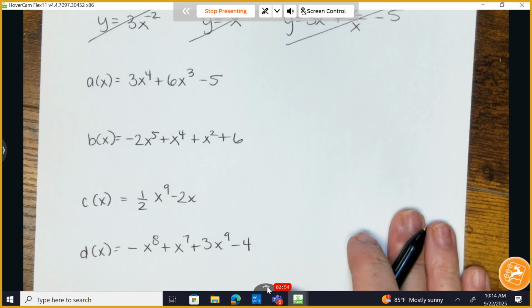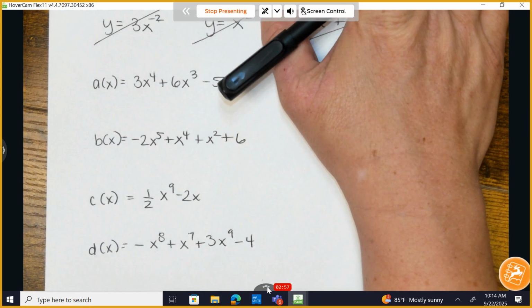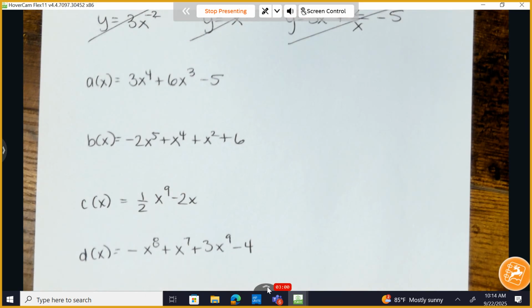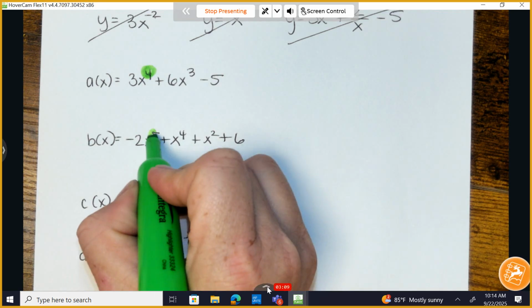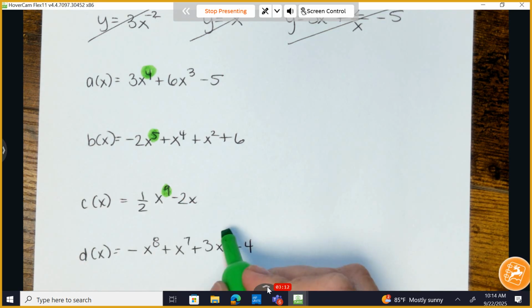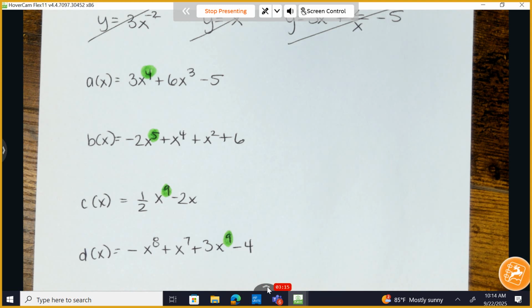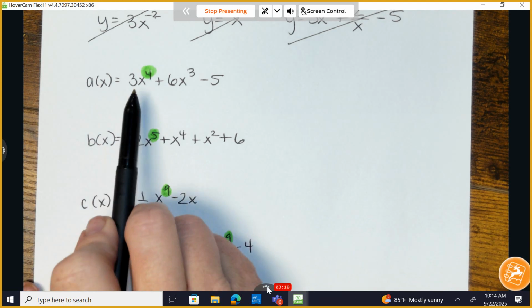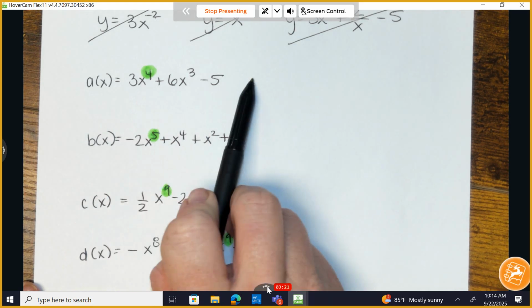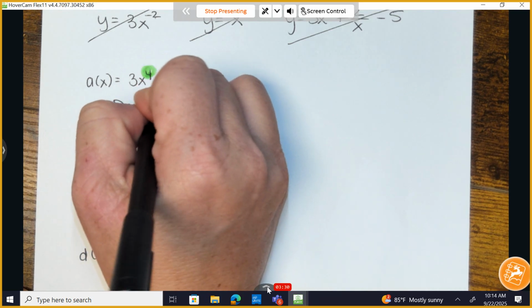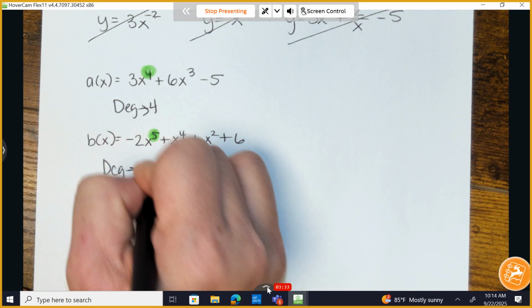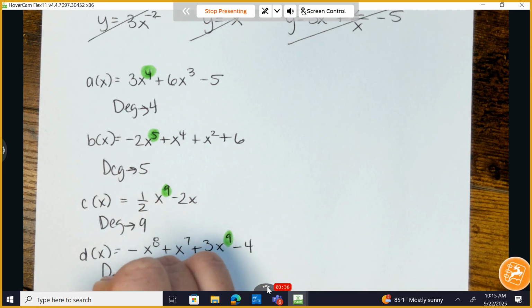A couple terms that you may or may not be comfortable with are leading coefficient and degree. Degree represents the highest value in the exponent position on a variable. So here we have degree 4, this is degree 5, this is degree 9, and this is degree 9. Unfortunately, they're not always organized in standard form. Standard form is the highest exponent down to the lowest. Here, I purposely did not put it in standard form. So this is degree 4, this is degree 5, this is degree 9, and again degree 9.